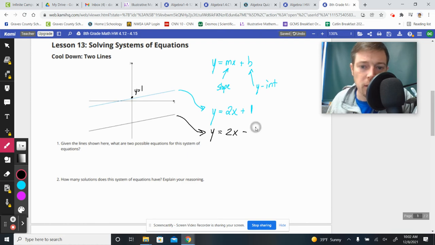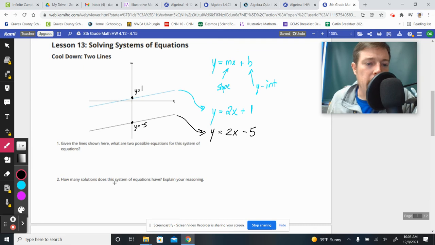I'm going to go with minus. It looks more like a 5 to me. I'm going to go minus 5. So this could be the equation for that, y equals 2x minus 5, which is why my y-intercept is there. Y equals 1 is the y-intercept for the blue line. We're just assuming the slope is 2. We're just taking a guess. We know it's positive. All right. These are two possible equations for this system of equations.